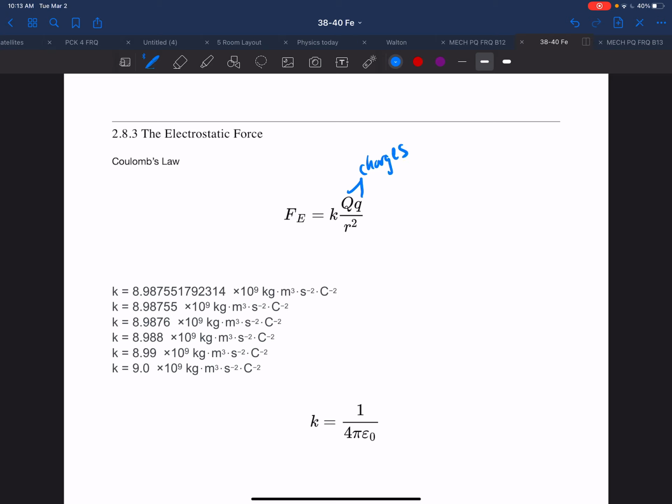And just like with Newton's law of gravitation, we have an equation that looks exactly like that, except that whereas gravity is due to the mass and distance, the electrostatic force is due to the charge and the distance. And there is a universal gravitational constant, and there is a Coulomb constant, electrostatic constant.